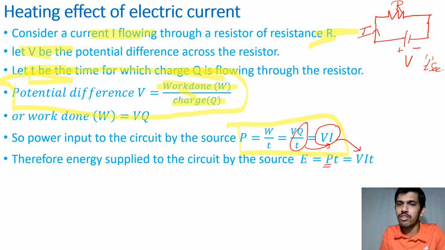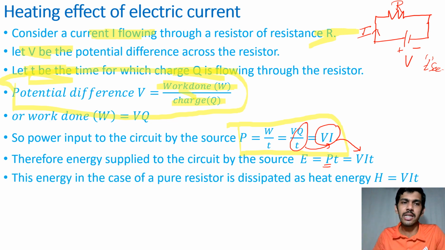In the case of P, I have substituted V into I, so into t. What will I get? V into I into t. Next, remember, this energy in the case of a pure resistor is dissipated as heat energy. So that energy itself, which one?